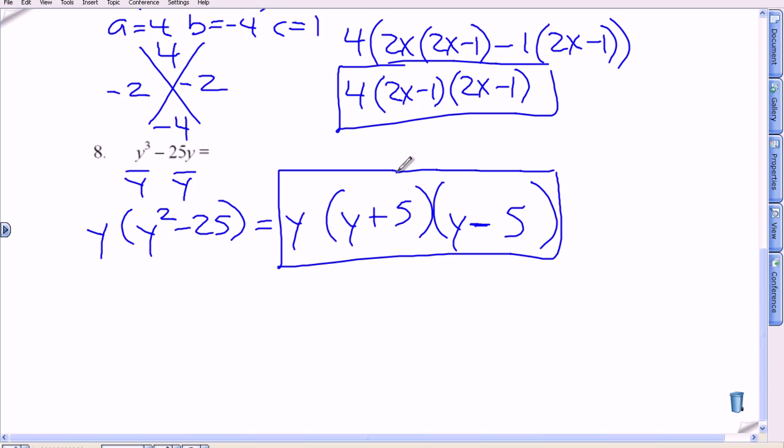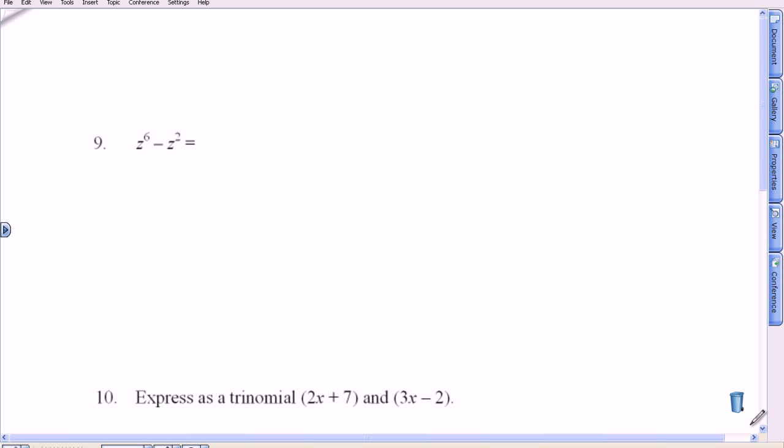Let's take a look at number 9. Number 9, z to the 6th minus z squared. If you'd like to take a moment and give this problem a try, do so now. Okay, we are going to factor out z squared. That is the greatest common factor. That leaves us with z squared times z to the 4th minus 1. When you divide powers that have the same base, you subtract the exponents. So 6 minus 2 is 4. That's where the z to the 4th comes from.